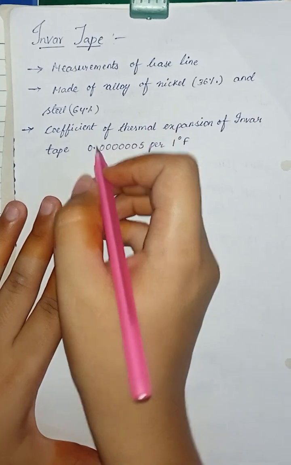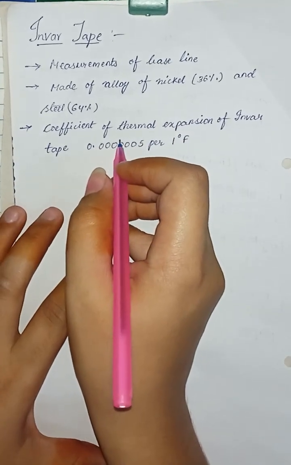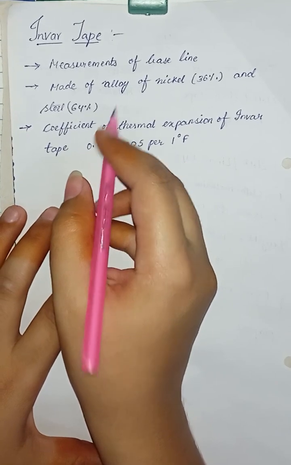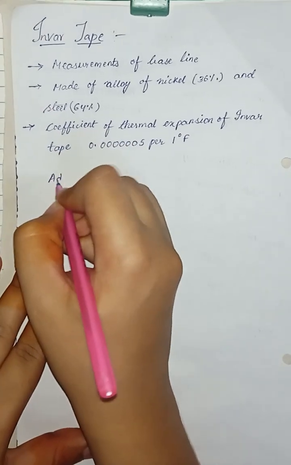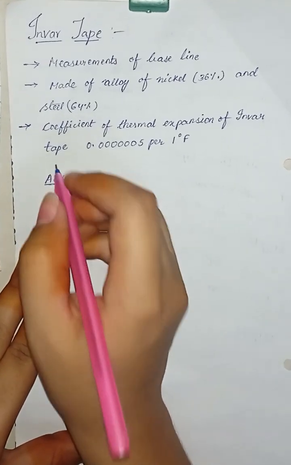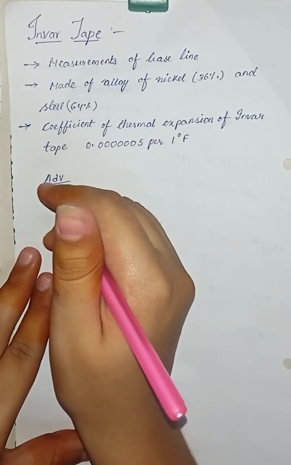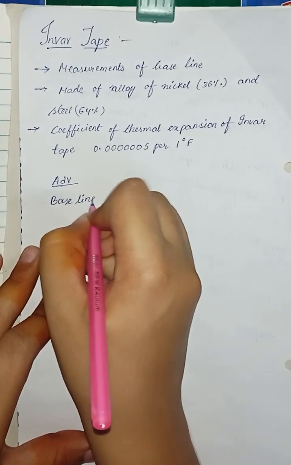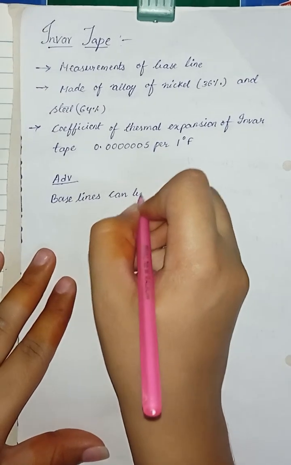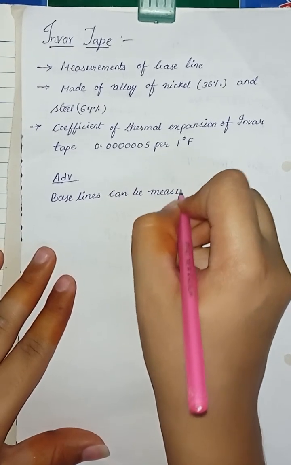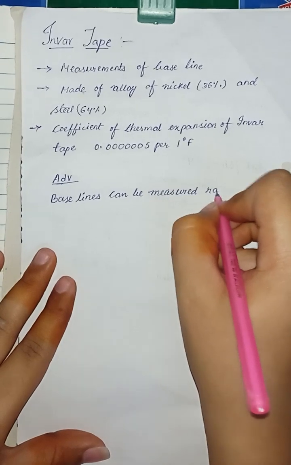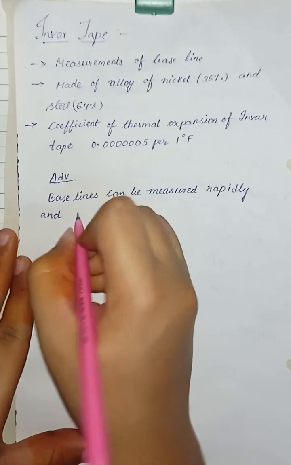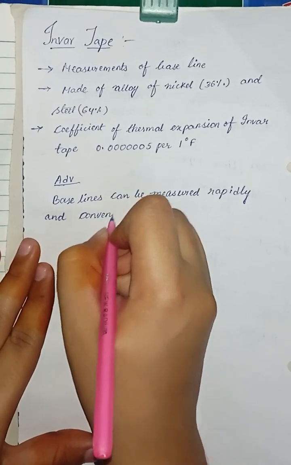The other great advantage of the Invar tape is that the bands and wires made up of Invar enable baselines to be measured very much more rapidly and conveniently. What is the advantage of the Invar tape? The main advantage of the Invar tape is that the baselines can be measured rapidly and economically. Baselines can be measured rapidly and conveniently.